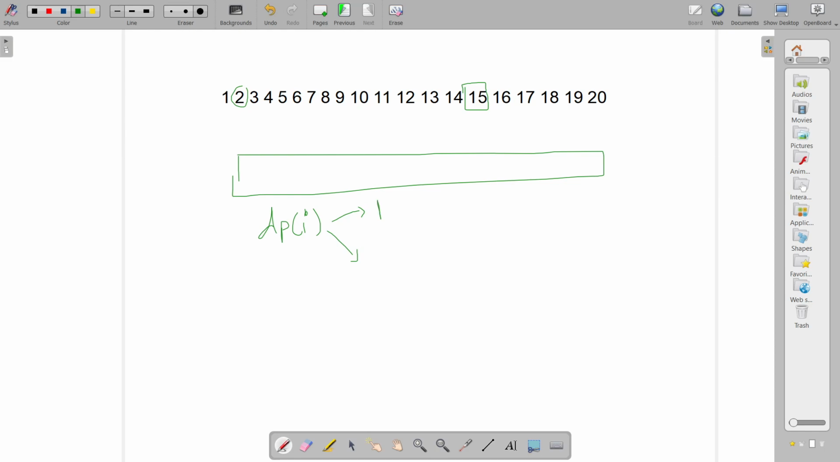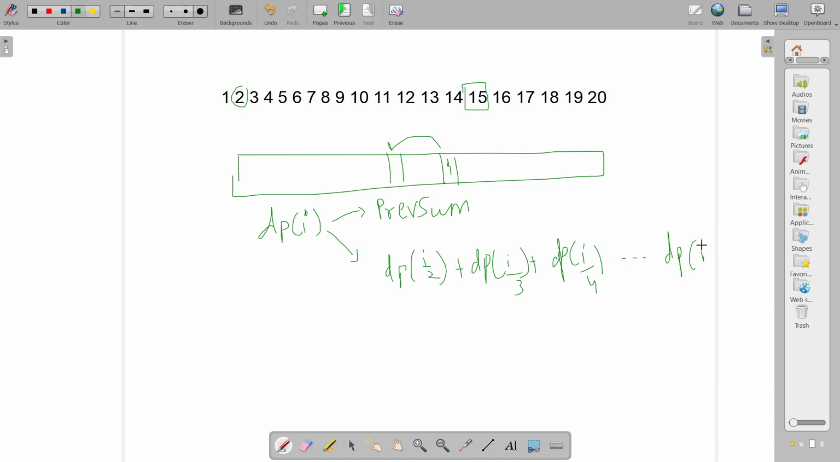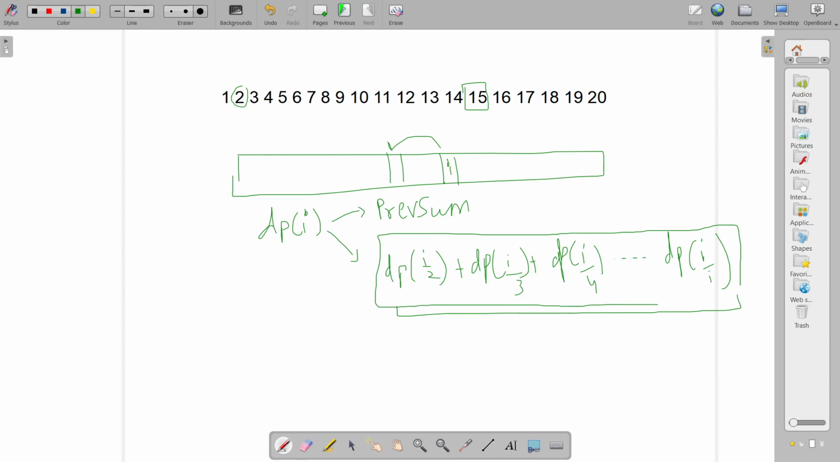One is the thing that you calculated previously, that is the previous sum. That is, at the ith position you subtract some value, and then the DP will handle the rest. The second way is you can divide i by 2, or divide i by 3, or divide i by 4, and you can keep dividing it up to i. So you have to take a summation of all this as well. This is basically the more tricky part.